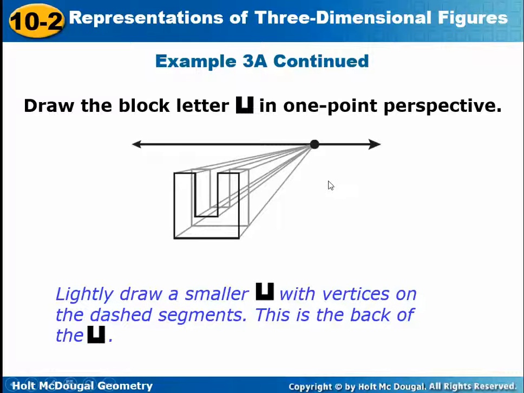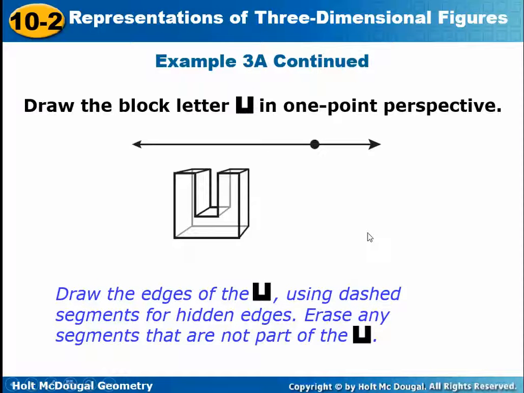Okay, next, connect those by making vertical and horizontal line segments to make the back of the U. So it's really just a smaller U, made closer to the vanishing point. That's really all there is to it. And then you would draw the edges in and erase the lines if you want. You don't have to erase the lines. They're kind of cool looking.